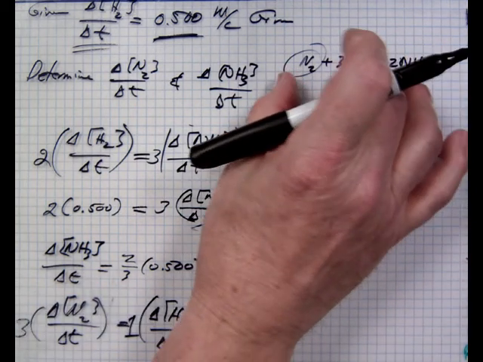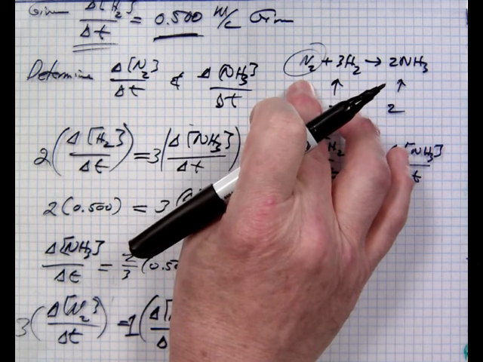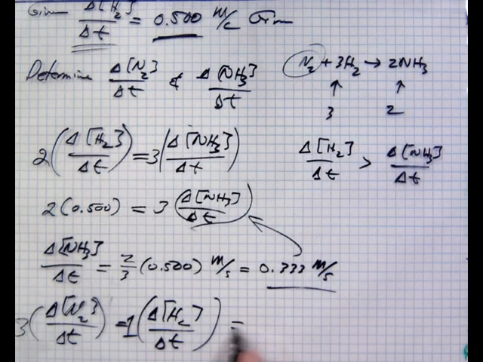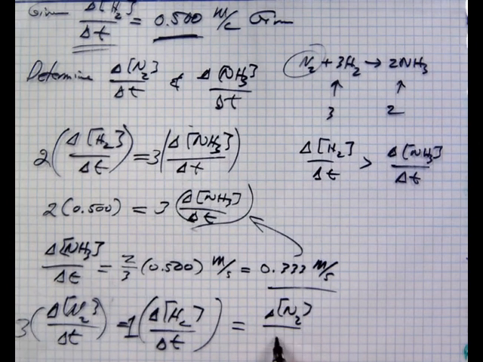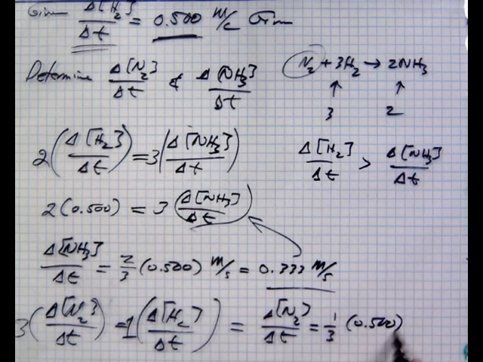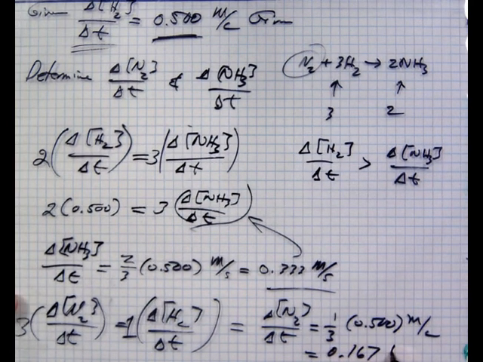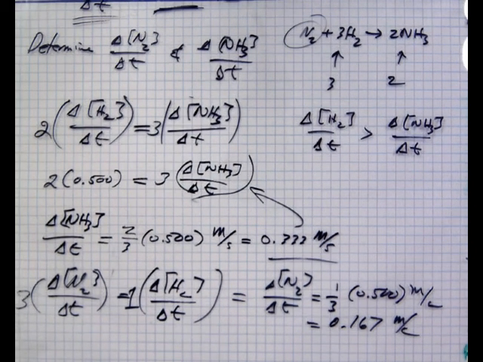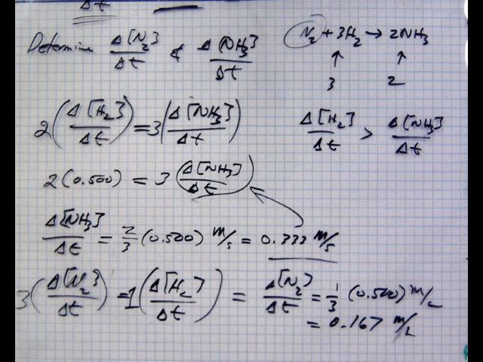So actually hydrogen is doing whatever it's doing 3 times faster than whatever nitrogen's doing. And that's the logic in the equation. Hydrogen is going away 3 times faster than the nitrogen, based on the nature of the equation right there. And so all I have to do is solve for the concentration over time for nitrogen, which would be 1/3 of 0.500 mole per liter, which is 0.167 molar per second.